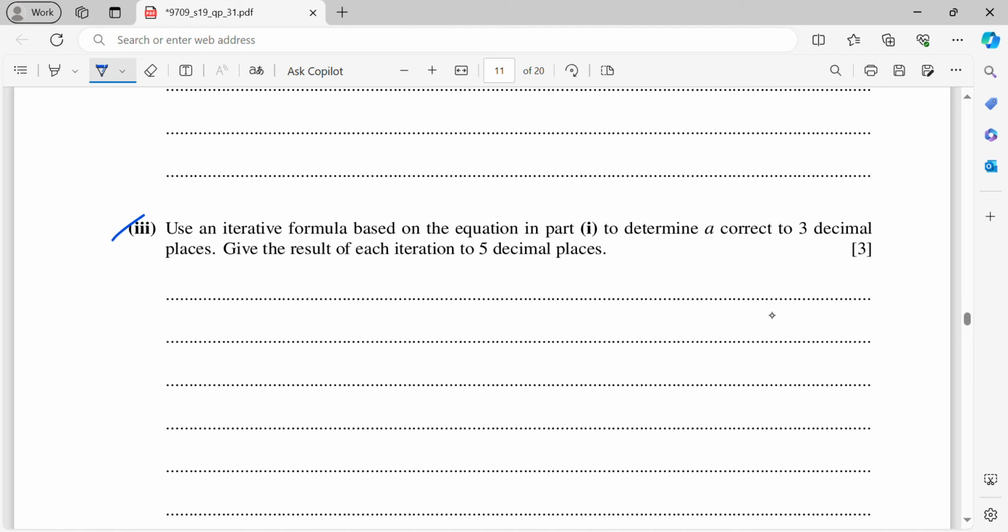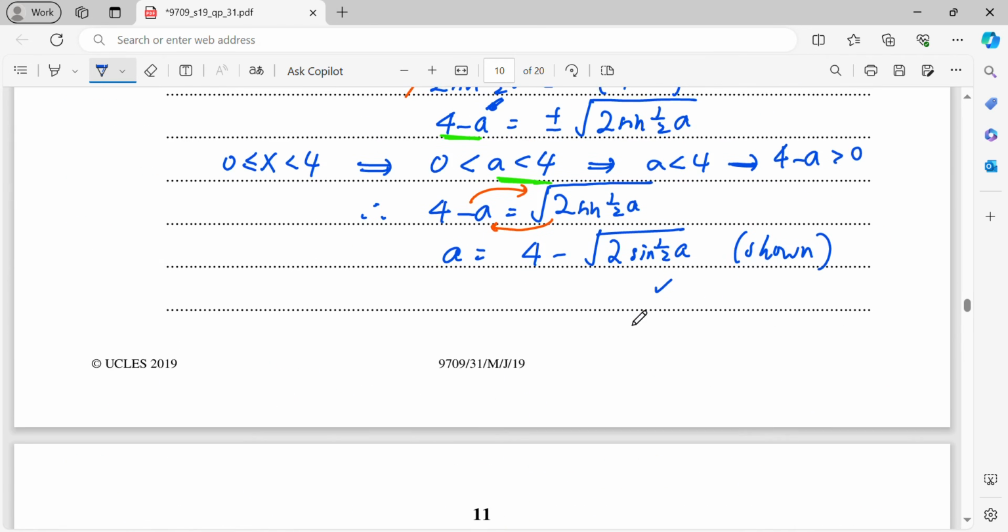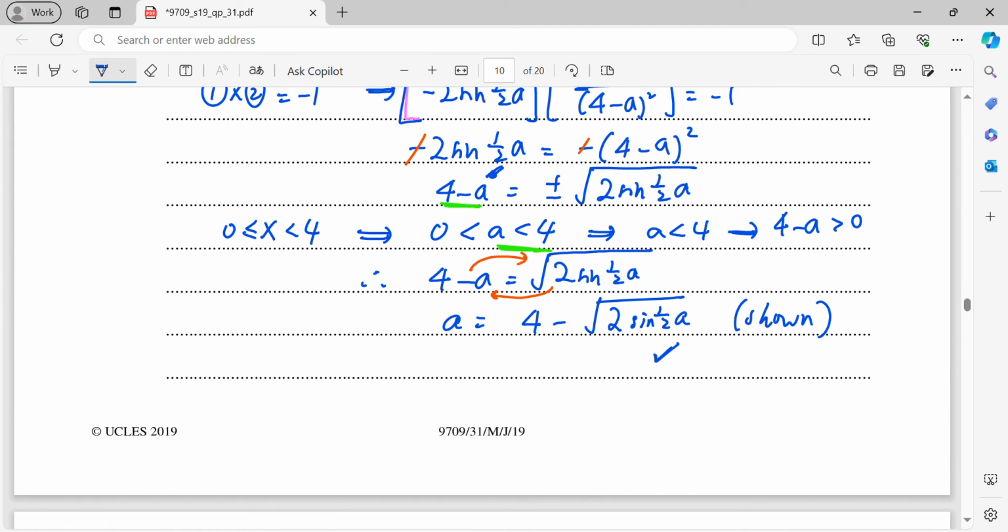Okay, part 3. Use an iterative formula based on the equation in part 1 to determine a correct to 3 decimal places. Give the results of each iteration to 5 decimal places. So from the first part, go back to the formula. Take this a, and since we need to form the formula, we need to add the subscripts n plus 1 to the left side and n to the right side.